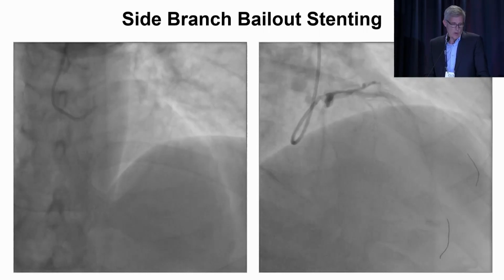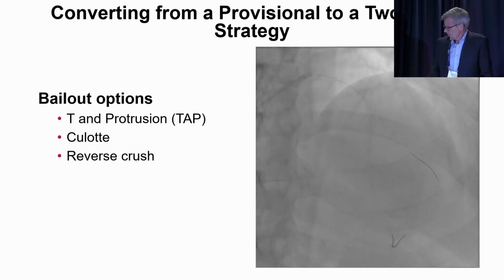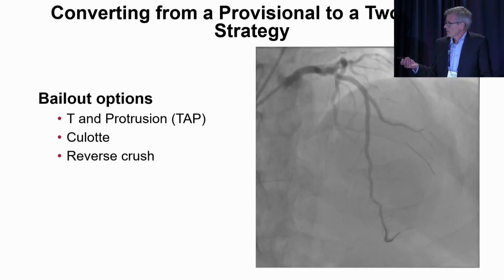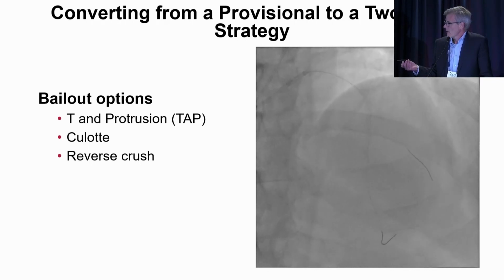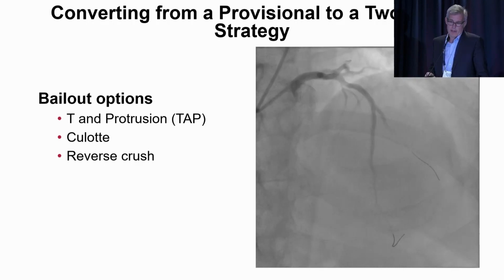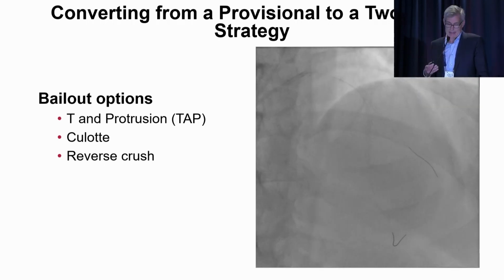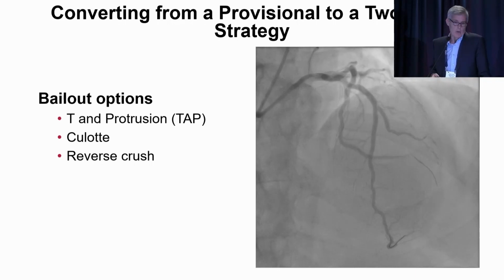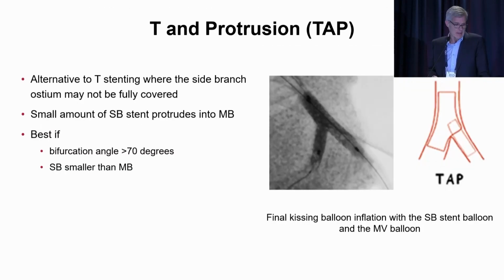You see that it didn't go well because the diagonal went down. The ways to bail out are TAP (T and protrusion), Culotte, or reverse crush. So if you're going to take a provisional strategy, you need to be prepared for the fact that, as in the prior angiogram, when you lose the game, you need to know what to do about it. And I'll go through these relatively quickly.